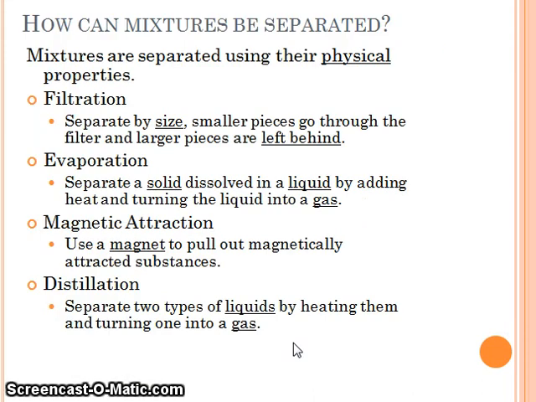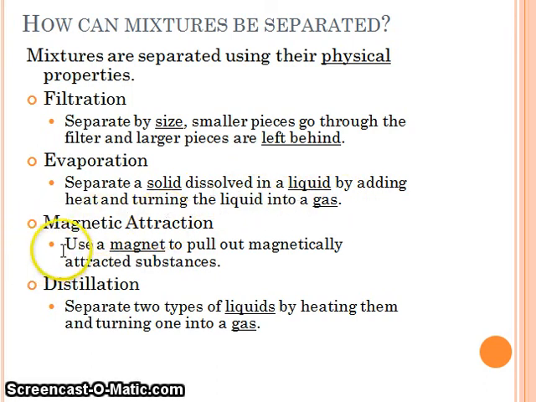Now, there are ways we can separate heterogeneous and homogeneous mixtures. We separate them using their physical properties. Filtration is used to separate by size. We can use a filter that'll let smaller pieces go through and larger pieces are left behind. With evaporation, you can separate a solid that is dissolved in a liquid by adding heat and turning the liquid into a gas.